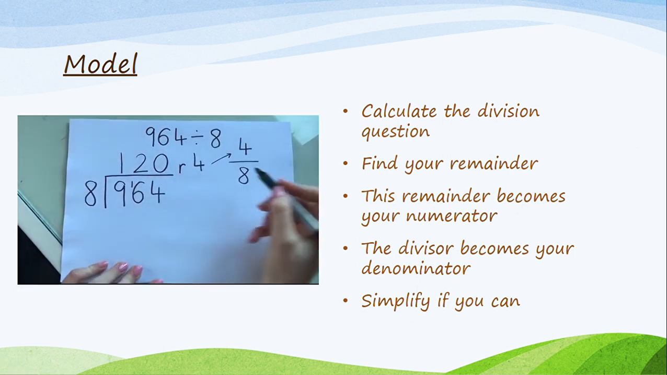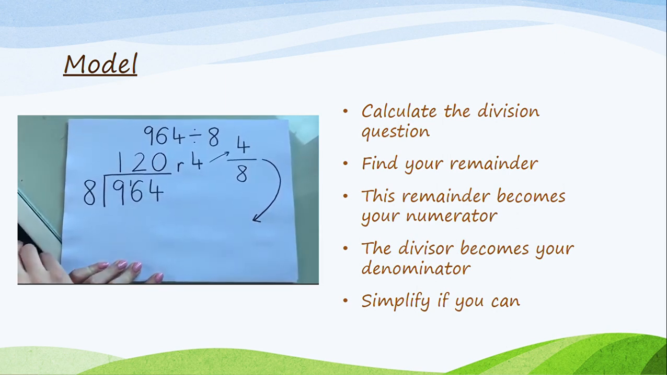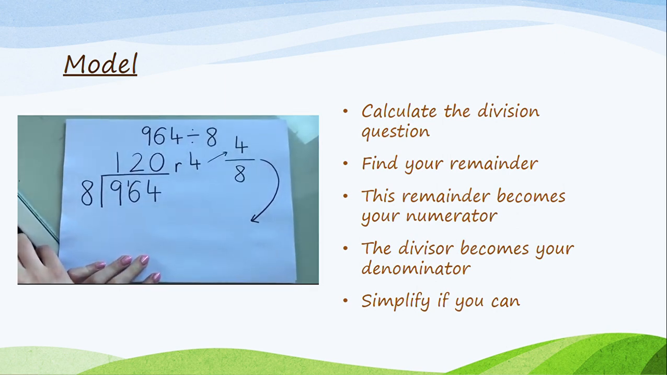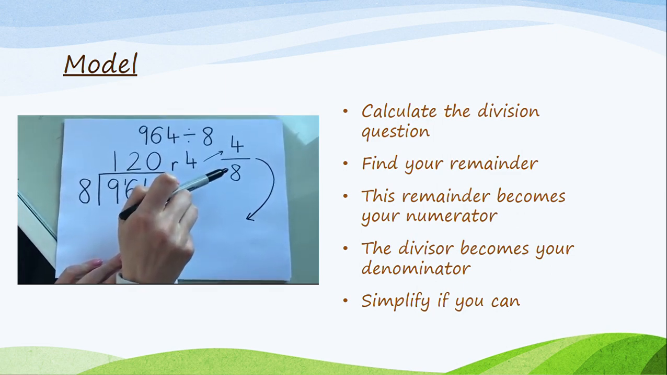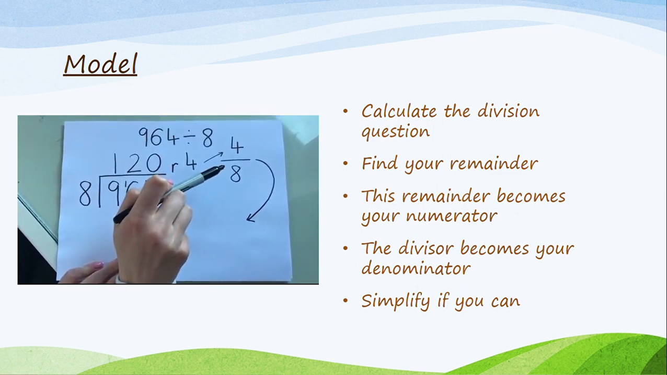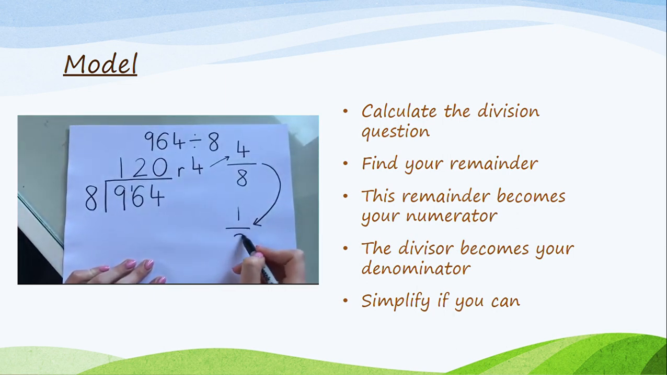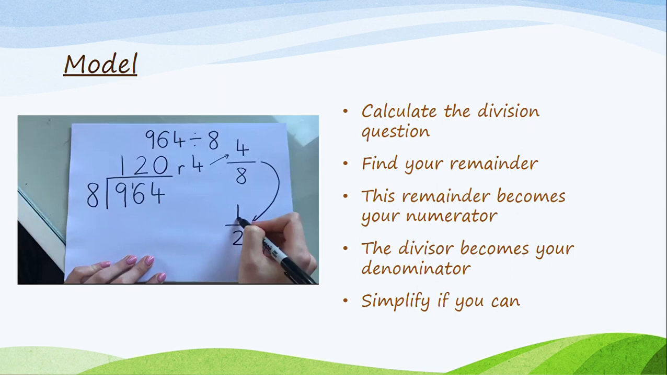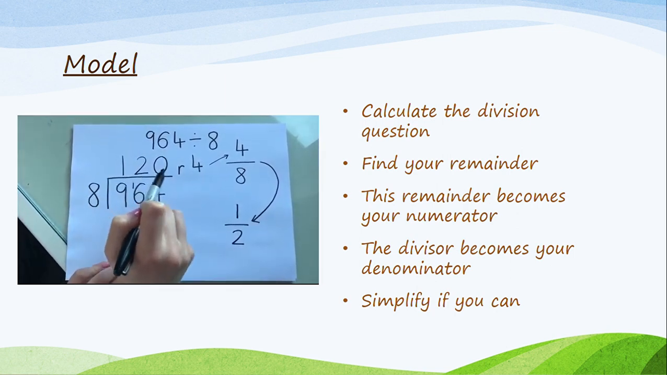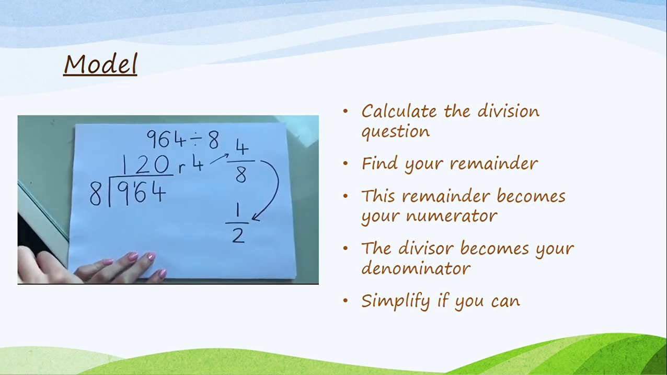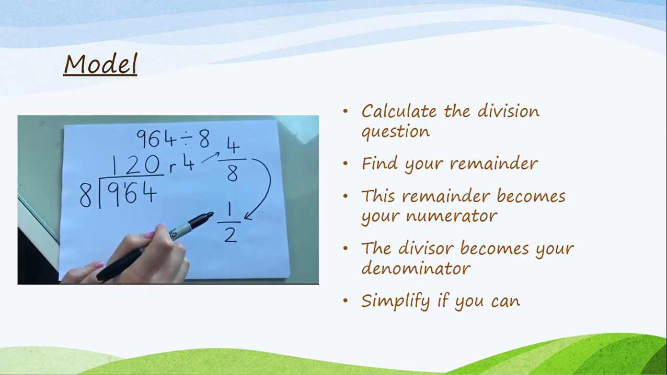Now, those of us who are confident with fractions will also see that we can simplify this fraction. Because both of these numbers are divisible by 2, and actually by 2 again, we can say that 4/8 is the same as a half. So your answer could also be 120 and a half pizzas each, because these two fractions are equivalent, which means they have the same value.